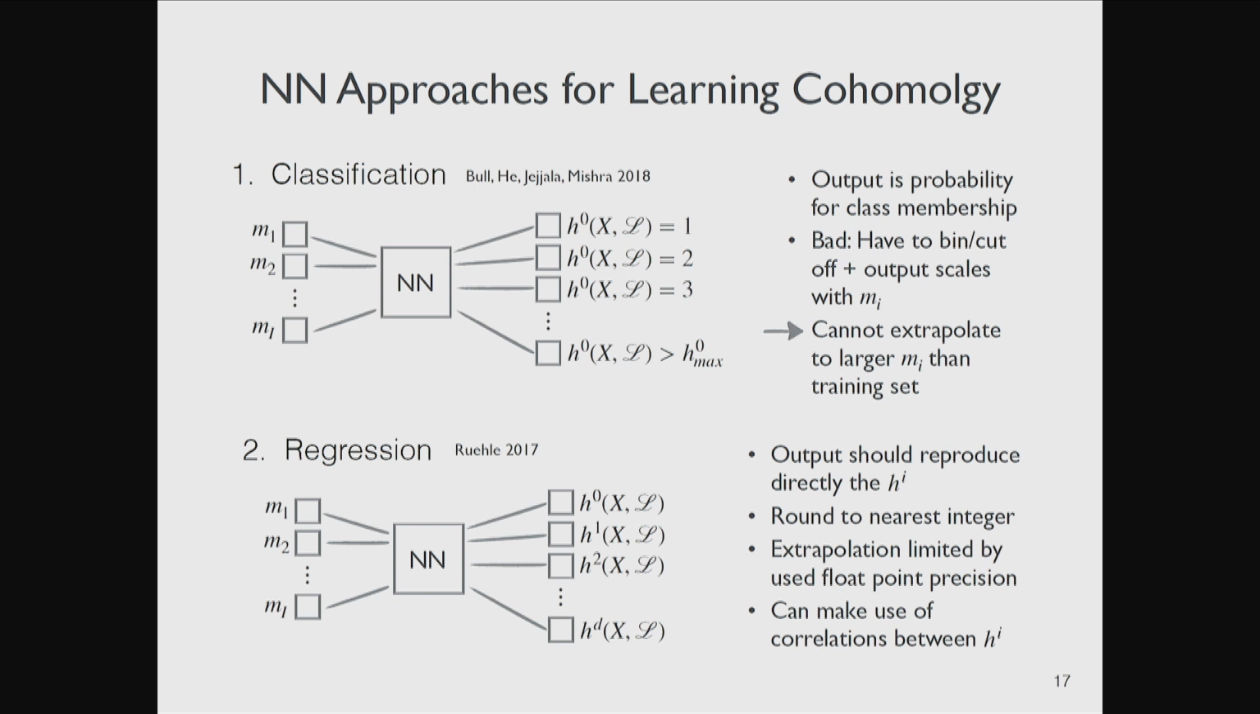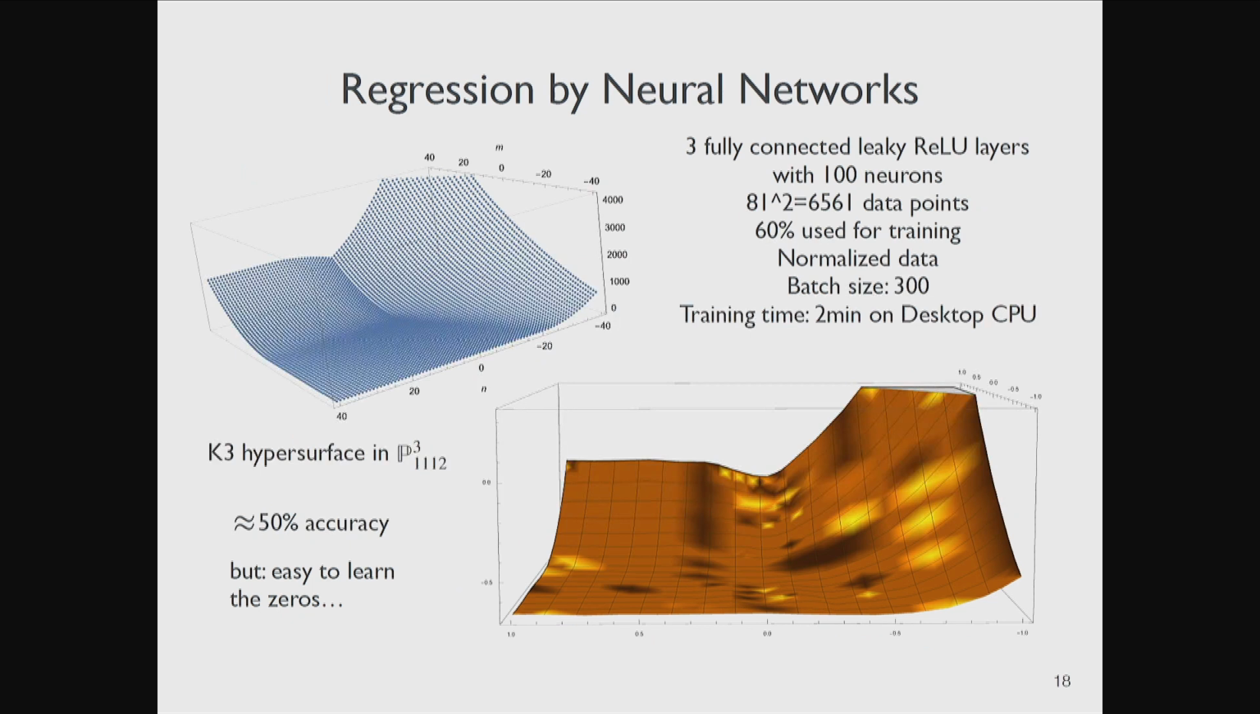Because these numbers grow really big, if you go out of your training data, then you will not get accurate results. What is good is that you can make use of correlations between the different H^i in this approach also. This helps a bit. Okay, so we did mostly the regression approach.